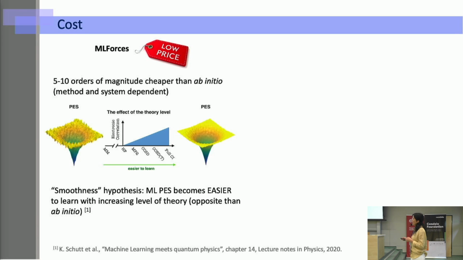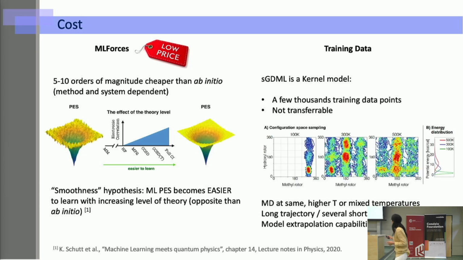And this is actually shown in an example, though I didn't put the paper here, where they raise the level of theory, and without touching anything else, the accuracy goes up. So this is where we are saving. Then we are spending: we need to have the training data. In general, a few things to keep in mind: SGDML is not deep learning, not a huge architecture. It is a kernel model, so with a few thousand training data points, it should be good to go.